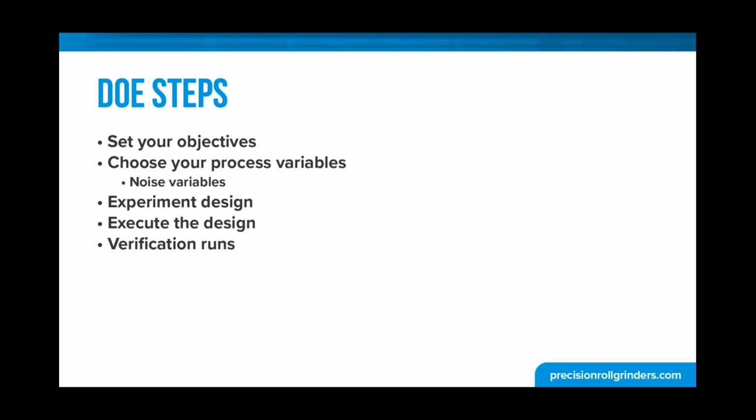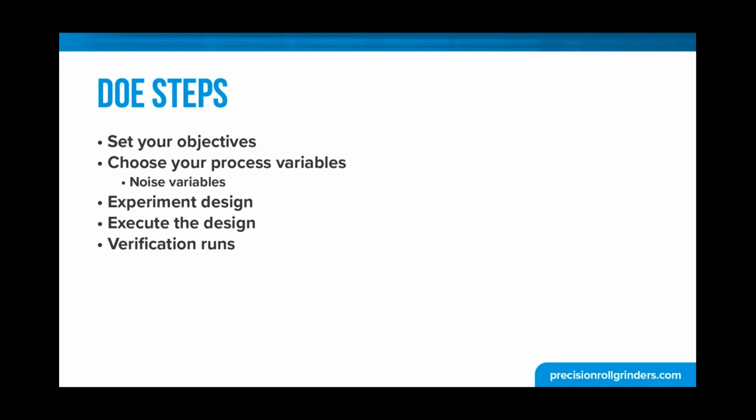Once you've gone through all the trials and the runs, you're going to have to do a verification run. A verification run is basically the results from your design of experiment at the best settings. And so this is just going exactly what it sounds like. You're verifying that the results that your design of experiment has said to use will give you the best product.